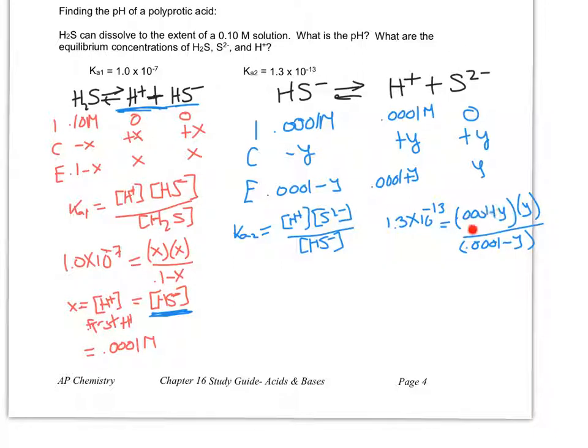Now, to be honest with you, if you compare this value, negative 13th, with this, which is negative 4th, this is negligible. So the dissociation is negligible, basically. Very little of it will dissociate, and so Y is very, very small. So you can ignore that Y and that Y. And so it's 0.0001 times Y over 0.0001. Those can cancel. You'd end up with Y equal to that Ka2. Now, if you want to be on the safe side, you're welcome to punch it into your calculator. If you do that, you will get that Y is indeed 1.3 times 10 to the negative 13th molar.